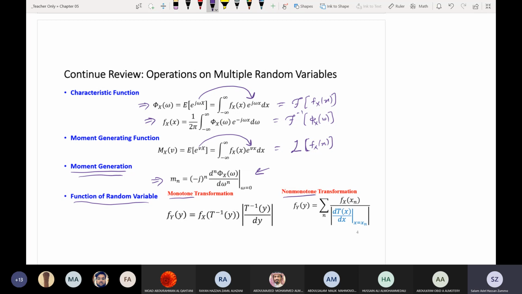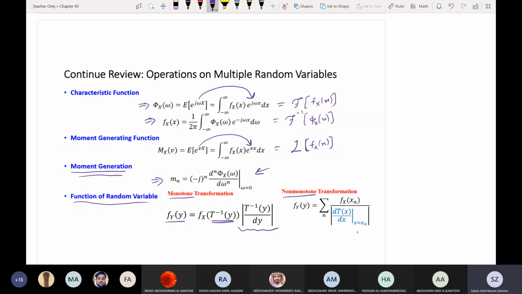So this applies for monotonic or non-monotonic. When it is monotonic, then the PDF of y evaluated at y is the same as the PDF of x evaluated at the inverse of y, which is x, which is T inverse of y, multiplied by the absolute value of the derivative of the T inverse of y with respect to y.